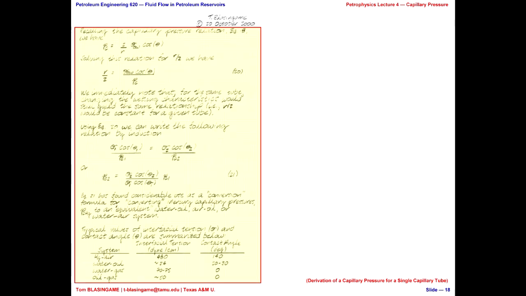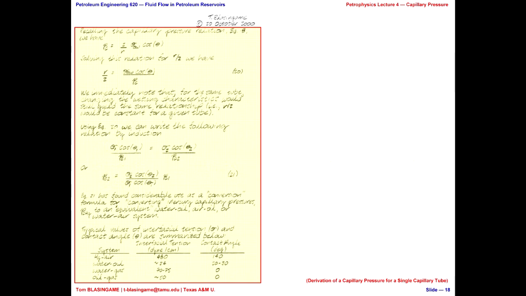Okay, this was where I talked about how to use the concept of, in the old days, they would say that what you would do is you'd have the capillary pressure at one condition and you could relate it to the capillary pressure at another condition. And that's what this is. For simplistic terms, you could say that the capillary pressure related to an oil-water system can be related to a gas-water or gas-oil system by using these relationships.